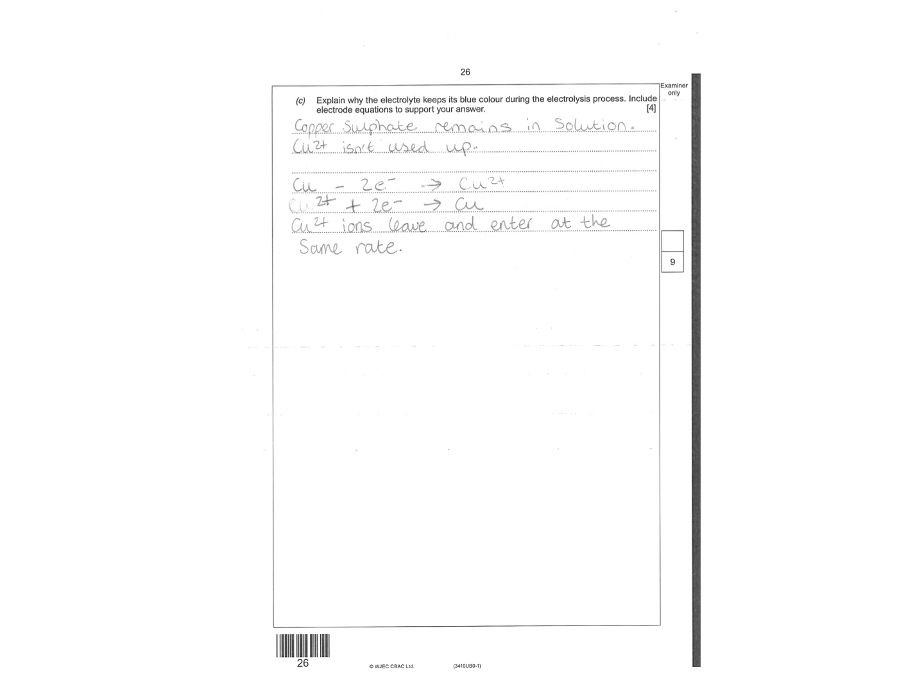Explain why the electrolyte stays blue during the electrolysis process. Include electrode equations to support your answers. Copper sulfate remains in solution. The Cu2+ isn't used up. So even though this is happening constantly, the Cu2+ ions leave and enter at the same rate. So these things are happening consistently.